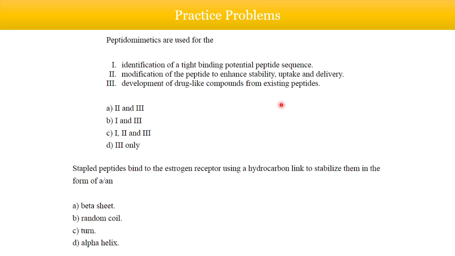Now, what do we use peptidomimetics for? Identification of tight binding potential peptide sequence, modification of the peptide to enhance stability, uptake, and delivery, and development of drug-like compounds from existing peptides.